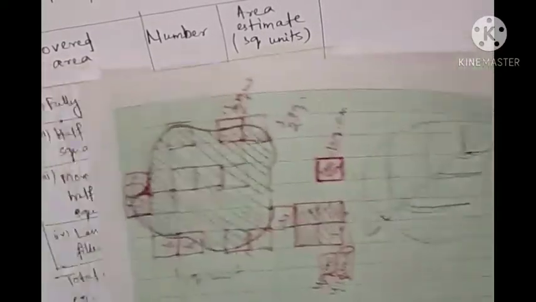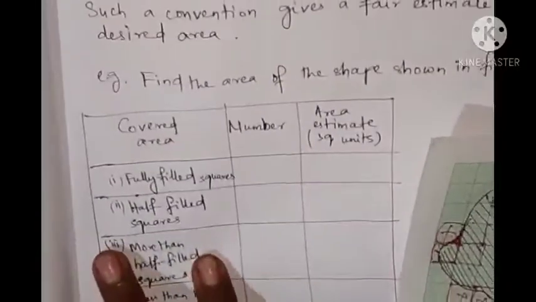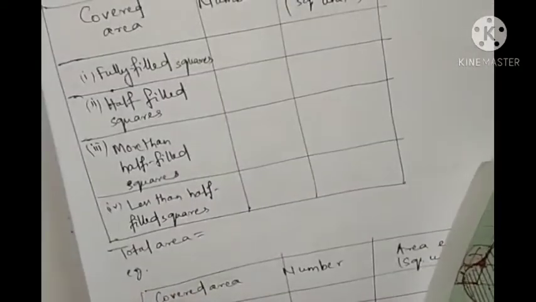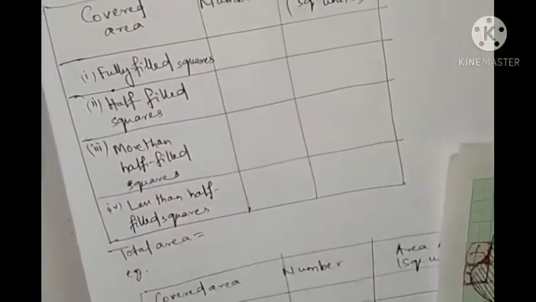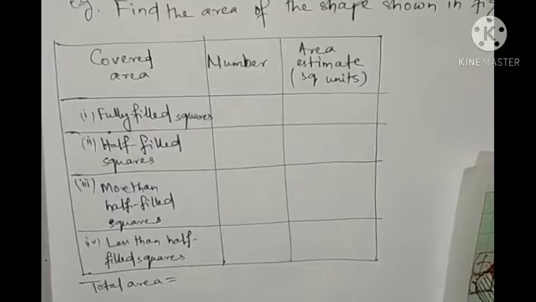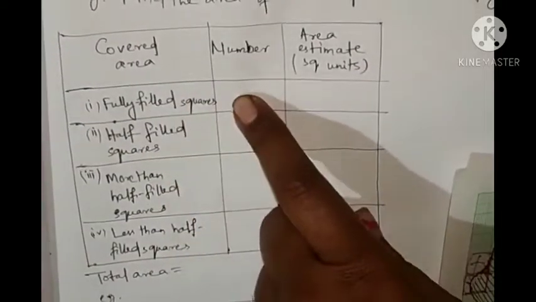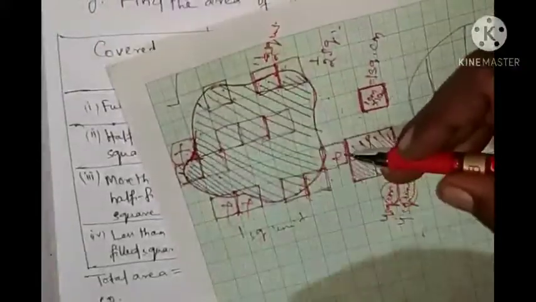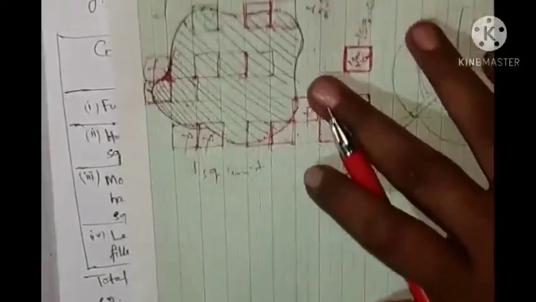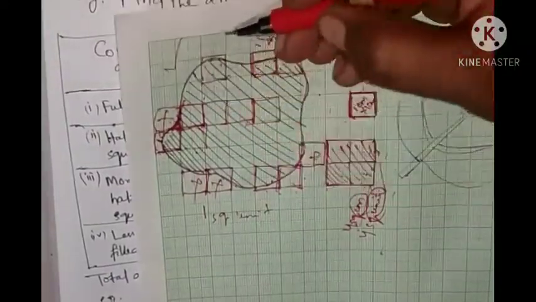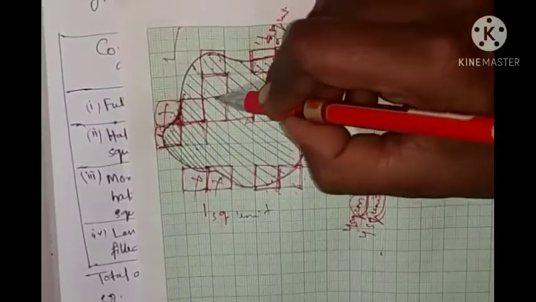So let's find out. Okay, so here given, find the area of the shape shown in the figure. Okay, so what you will do, you will find out the covered area, number, area estimate in square unit. So which covered area will you find? Fully filled squares, half filled squares, more than half filled squares, less than half filled squares. So the first picture is this. First we will find fully filled squares. So look at here, from above we'll see this is 1.